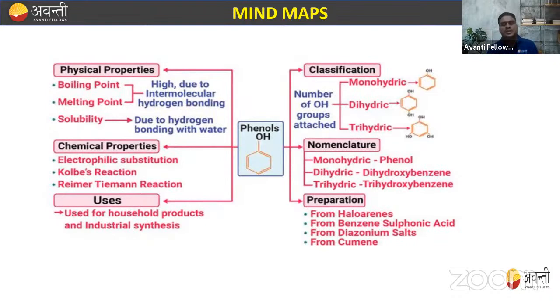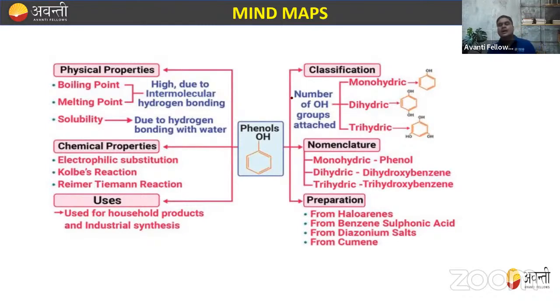Now for preparation. So from the haloarenes, we prepare phenol by the use of very, very important reactions. From benzene sulfonic acid, from diazonium salt, and from cumene. Please repeat preparation in short, right? Yes, beta, you're talking about the preparation of phenol.